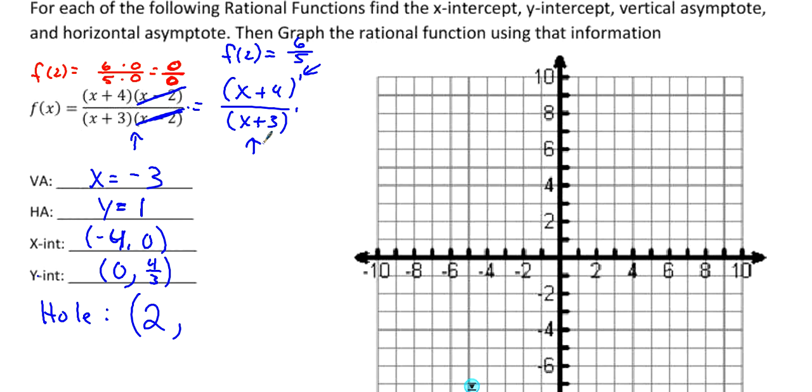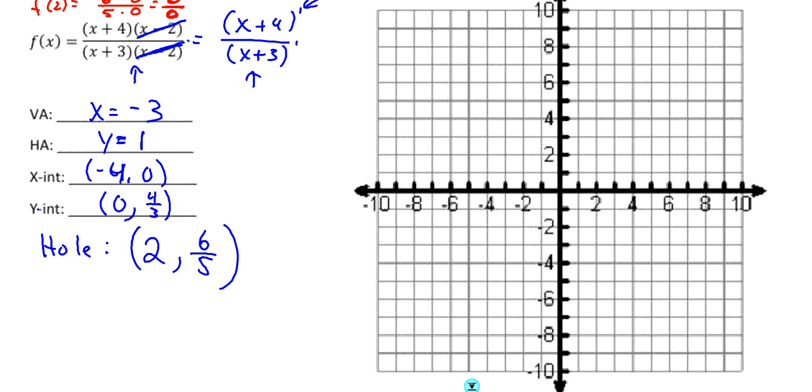So we can use this second one without the factor to actually find our hole, and that's what we just did. When I plug 2 in with the factors, I get 0 over 0. But when I plug in 2 without the factors, I get 6 over 5. And that's where my hole is. It's at (2, 6/5). And we're going to graph that hole when we graph our information. So holes occur when I have common factors in the numerator and the denominator.